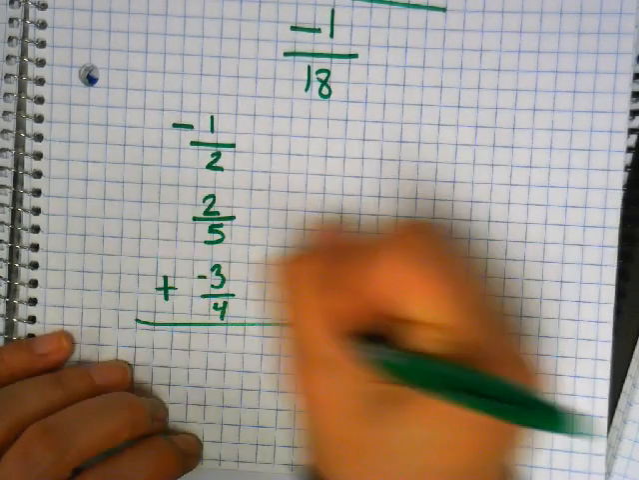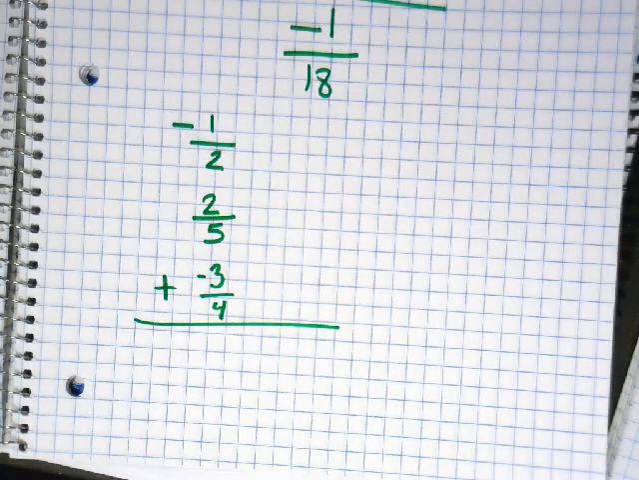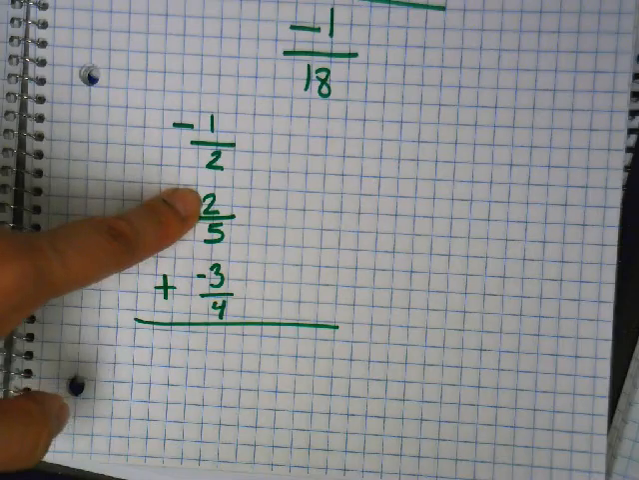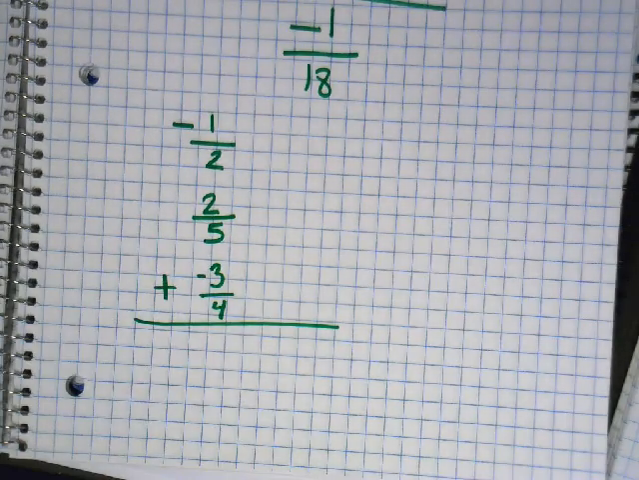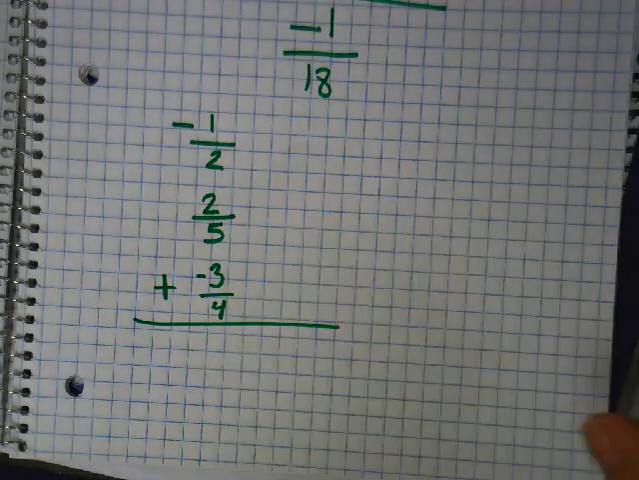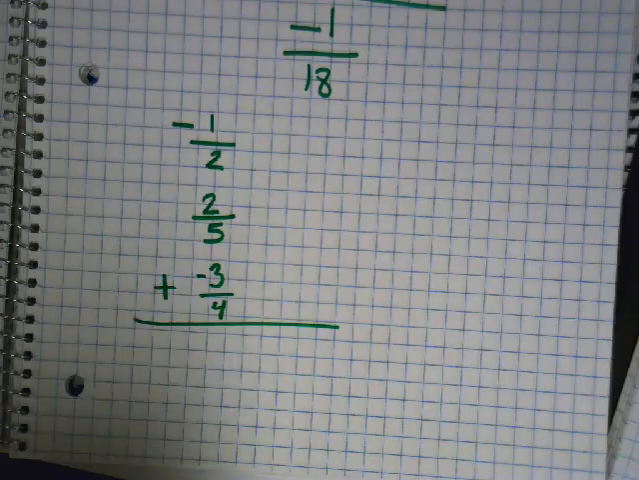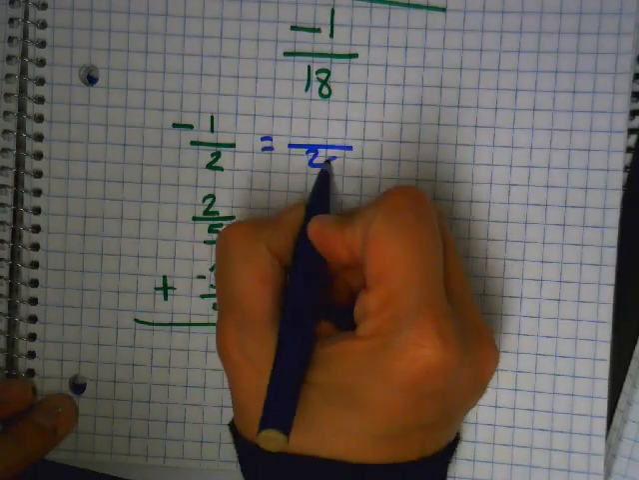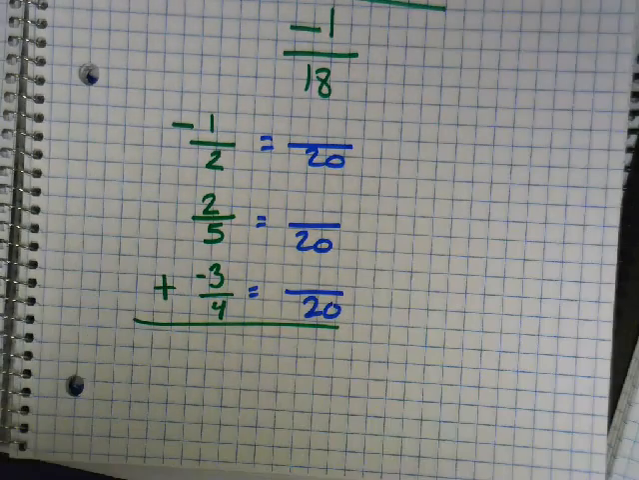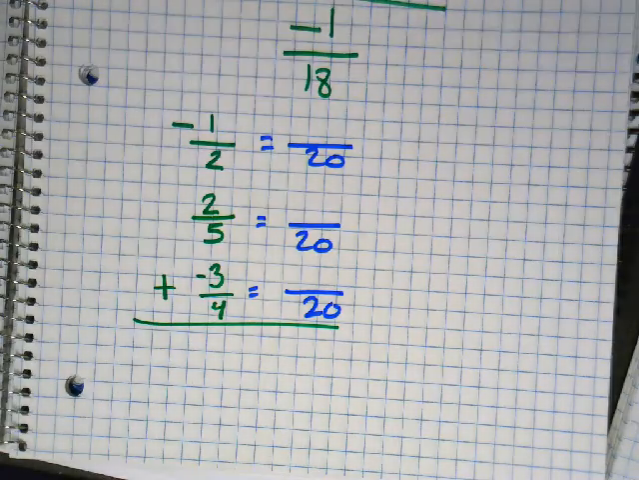I'm running out of space. I don't want to go to the next page. Okay, -1/2, 2/5, -3/4. What do 2, 5, and 4 have in common? 20. So everybody set it equal to 20. We just did the hard work for you. So common denominator is 20.